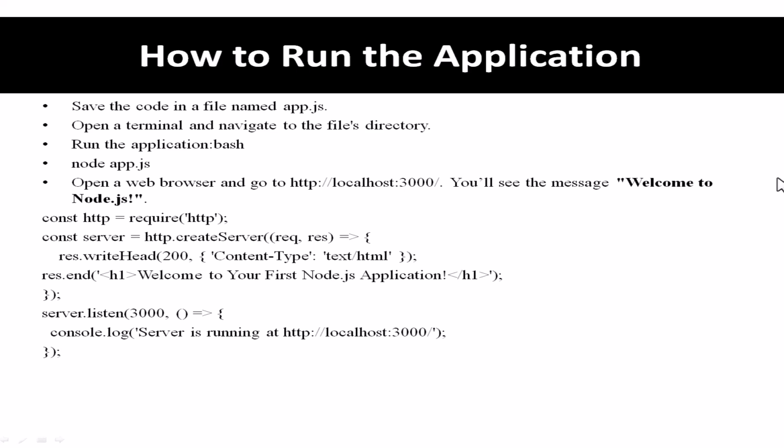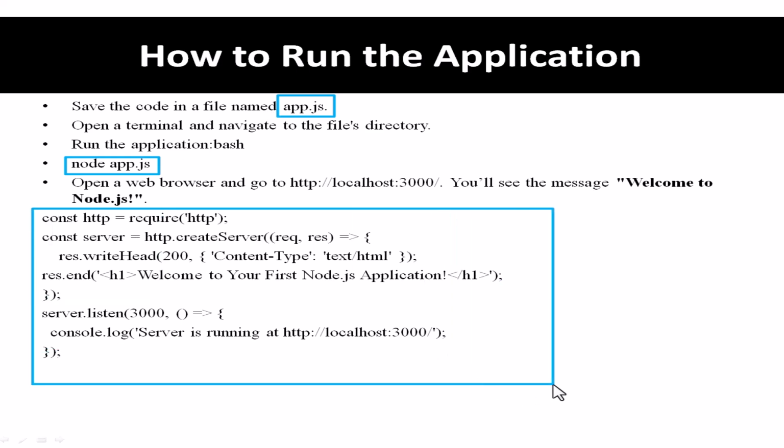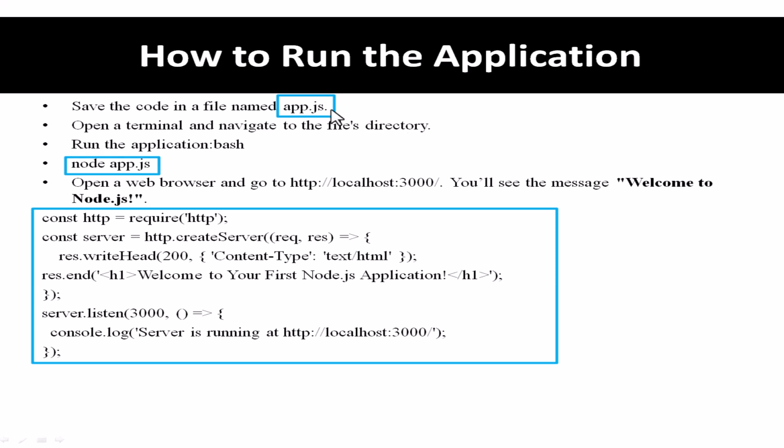Next, how to run the application. If you want to run the application, save the code with the file name app.js. You have to save the file as app.js, then open the terminal in Windows, run the application in bash, and here you type node app.js. The code should be saved in the file named app.js so that this code will be executed. And what message does it show? Welcome to Node.js.